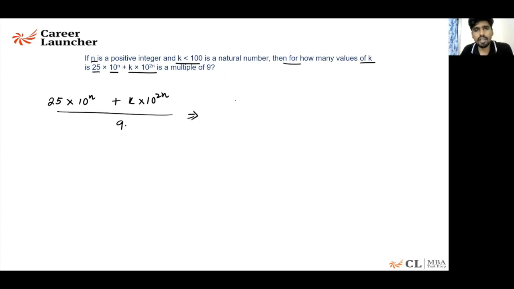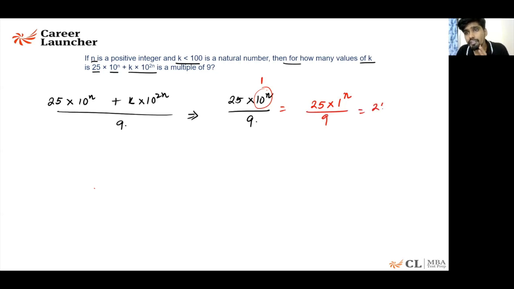So let's break the question down. 25 into 10 power n upon 9. What is the remainder in this case? Any positive power of 10 will always give a remainder 1 when divided by 9. You check for 10, you check for 100, you check for 1000, whatever. Because this is nothing but 25, and when you're talking about remainders, 1 power n divided by 9, the remainder is going to be 25 by 9, which is equal to 7. So the first term is going to give you a remainder of 7.